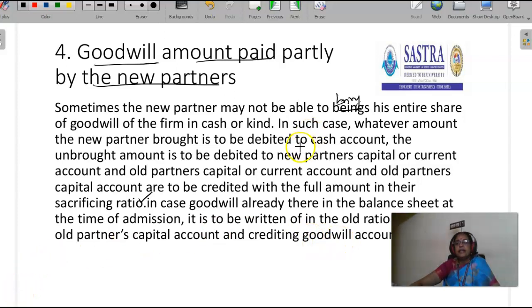If he fails to bring the entire amount, then the amount which is brought by the new partner is debited, and the unbrought amount is debited to the new partner's capital account, and the capital or current account of the old partners is credited with the full amount in their sacrificing ratio. In case there is any goodwill in the balance sheet, that should be written off in the old ratio by debiting old partner's capital account and crediting goodwill account. This is the treatment if the goodwill amount is paid partly by the new partners.